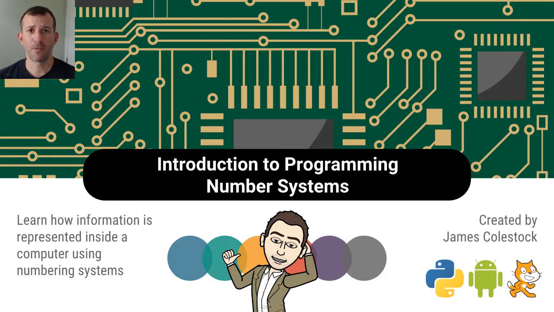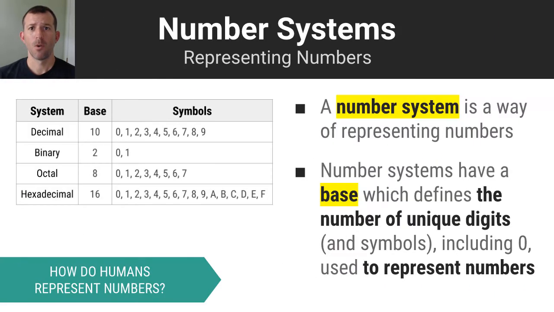To understand how a computer functions and how information is stored within it, you need to know a thing or two about number systems. What is a number system? A number system, simply put, is a way of representing numbers. All number systems have a base which defines what symbols, including zeros, can be used to represent values. For example, the decimal number system that you are most familiar with has a base of 10, which defines the symbols that can be used, 0 through 9.